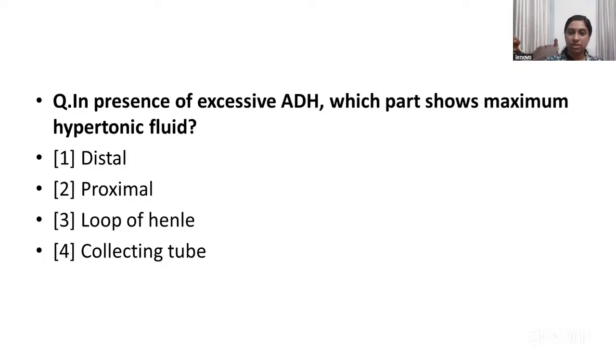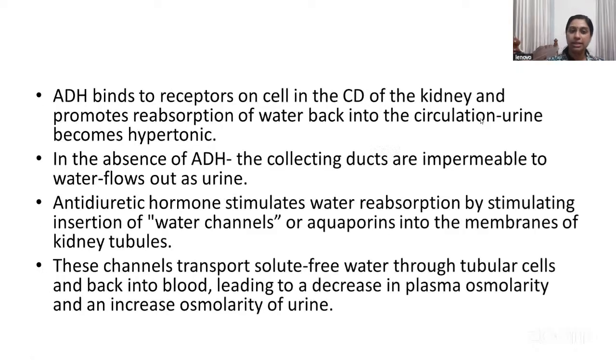Next question. In the presence of excessive ADH, which part of the nephron shows hypertonic fluid? Which part shows maximum hypertonic fluid? The options are distal, proximal, loop of Henle, collecting tubule. So the answer is collecting tubule. Okay, so ADH mainly acts on the collecting tubule. ADH binds to the receptors on the cells in the collecting duct of the kidney, and it promotes the reabsorption of water back to the circulation. Hence, the urine becomes hypertonic. Water is reabsorbed and the urine is concentrated and becomes hypertonic by the action of ADH on the receptors present in the collecting duct.